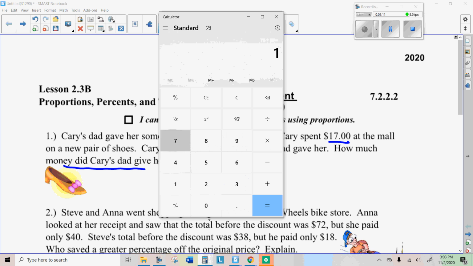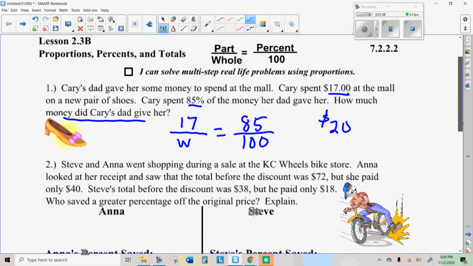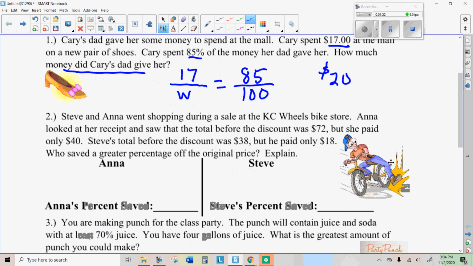Now when you solve this, you're going to do 17 times 100 and then divide that by 85. And so we get 20 is the total she was given to spend. Okay? So start to think about, is this the part or is this the whole?